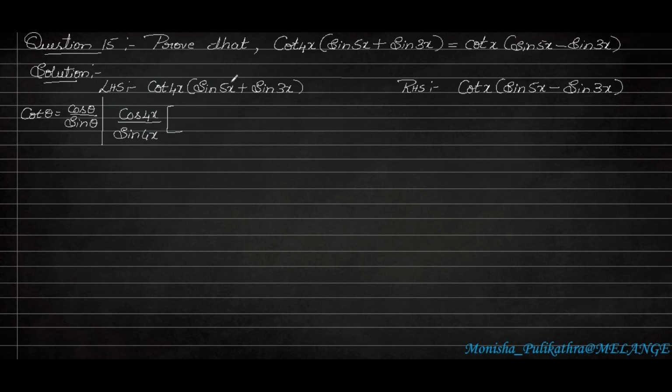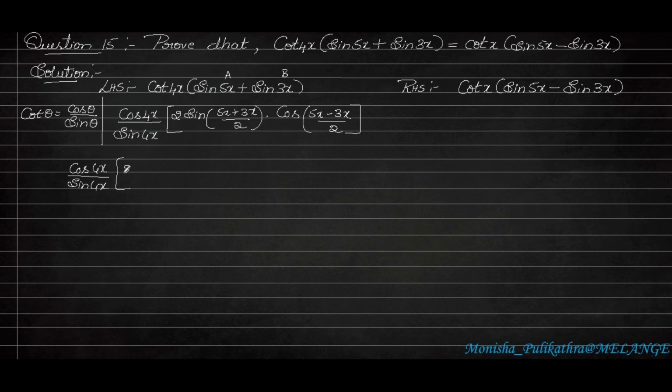Next, this is in the form of sin A plus sin B. The sin A plus sin B formula is 2 sin (A plus B) by 2 into cos (A minus B) by 2. Here this will be A and this will be B. So 2 sin (5x plus 3x) by 2 into cos (5x minus 3x) divided by 2. Keep this as it is, cos 4x by sin 4x.